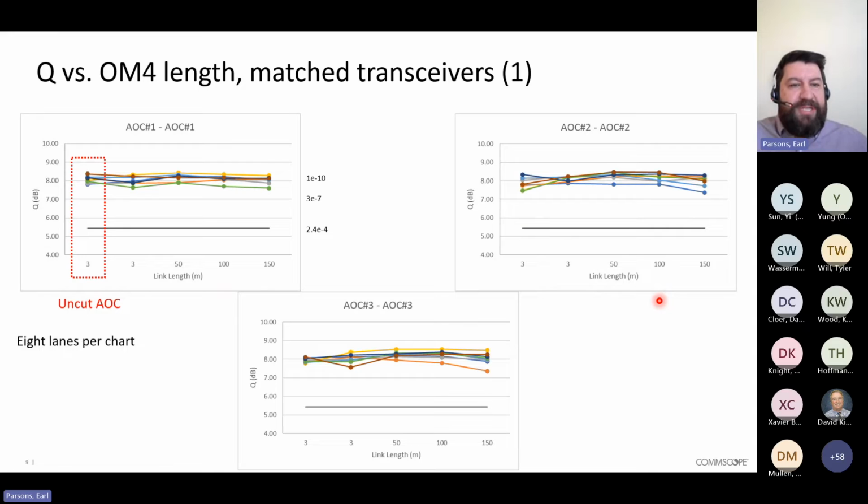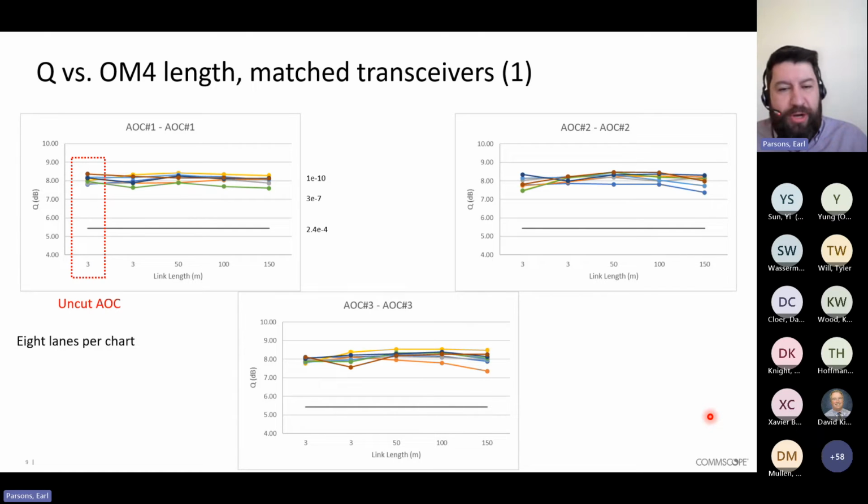All right, so here's the first set of results. I have Q versus link length for 3 of the AOCs of the 6 that we tested this way. There are 8 lanes per chart. On all of these, the leftmost data point for 3 meters is the uncut AOC. So that's our baseline. Then we have the cut AOCs with 2 EBO connections in the path with a short patch cord between, a 50-meter spool, 100 and 150-meter spool between.